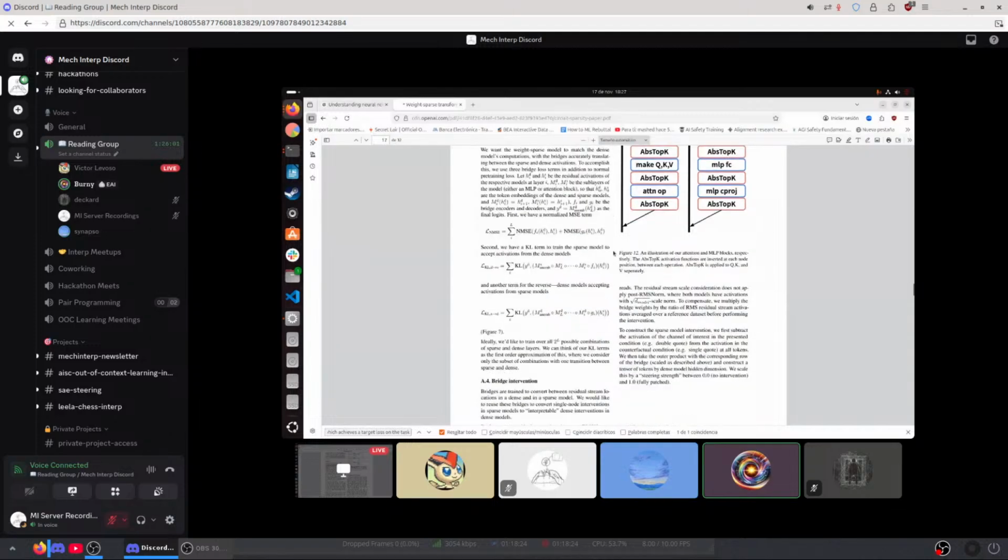Do you understand what the first loss term is for? Because I think I understand the second two, but I don't understand the first one. It's just pure translation, so that the activations are aligned.